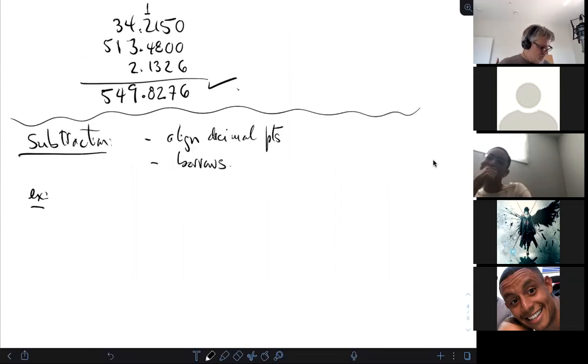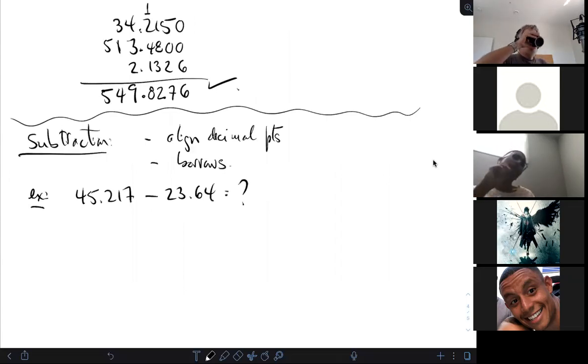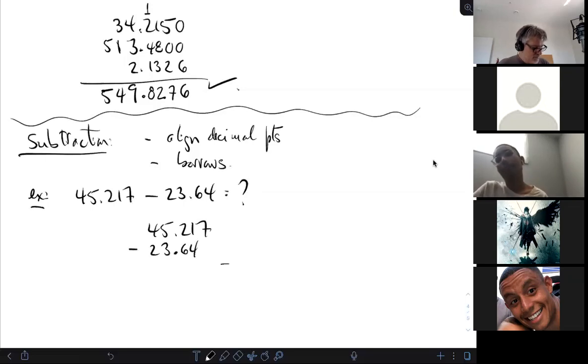Let's compute 45.217 minus 23.64. Okay, so how do I do that? Okay, so 45.217 minus 23.64. You can put a 0 there if you wish, if it's easier. And again, of course, it's right to left, right?